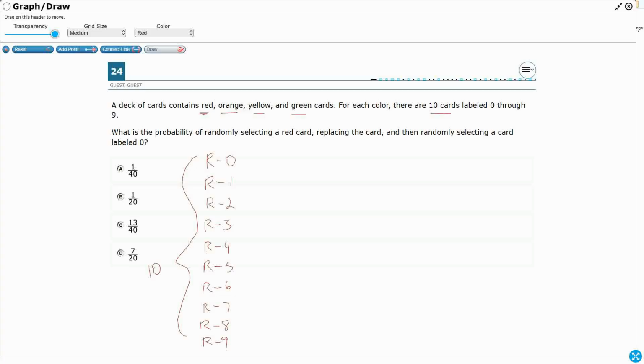And I know that this repeats for orange. So I'm just going to put orange, and it repeats. Let's save ourselves the trouble here. Yellow repeats 0 to 9, and then green repeats 0 to 9.